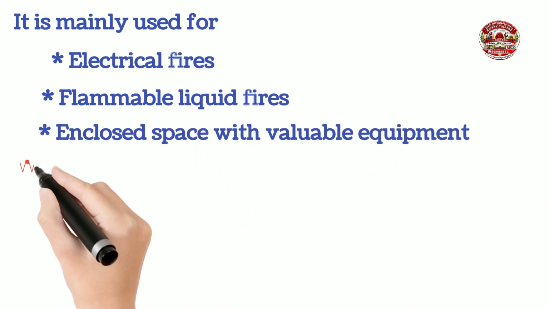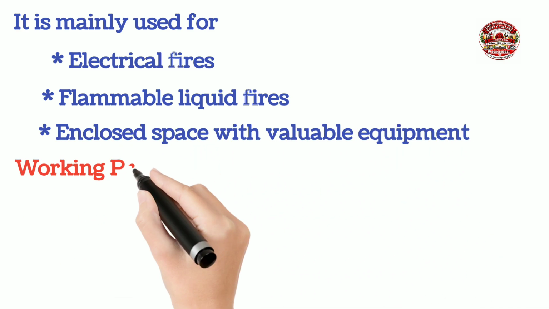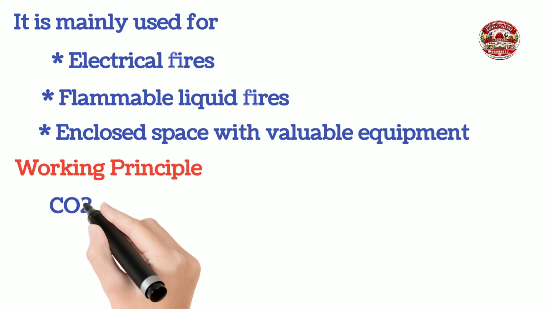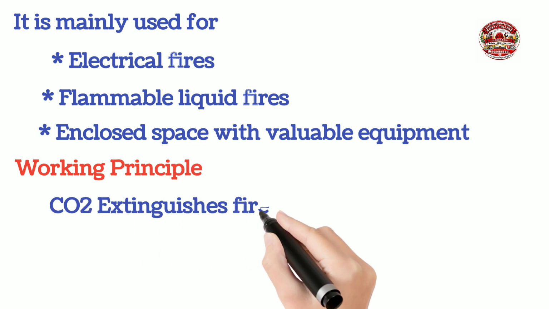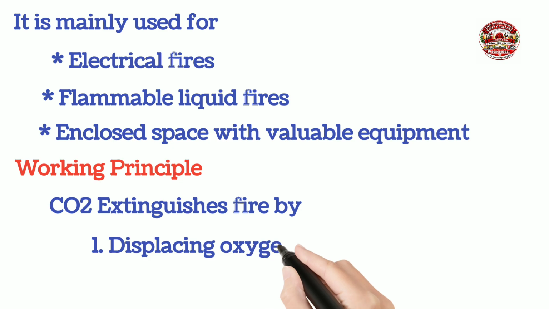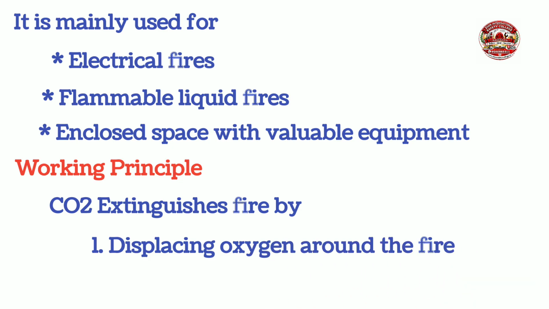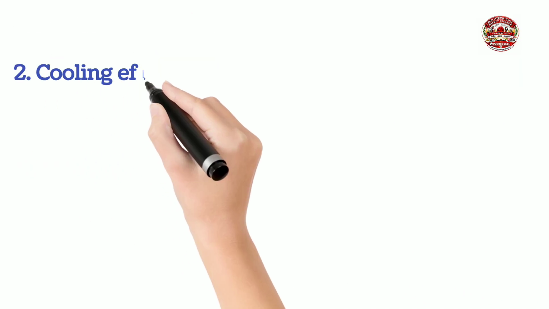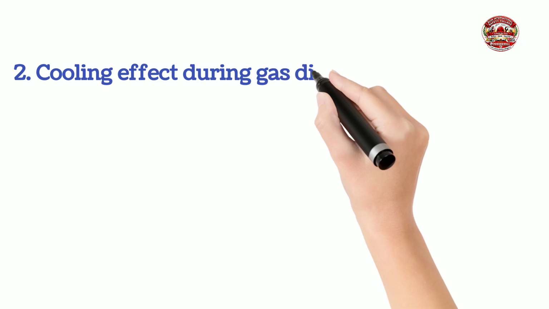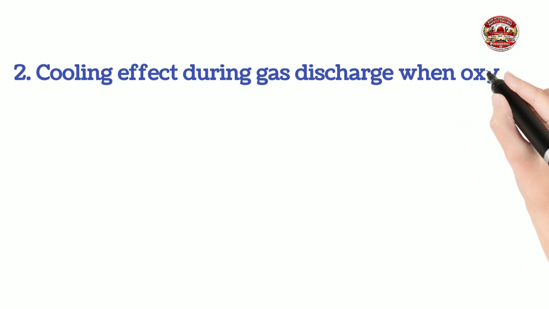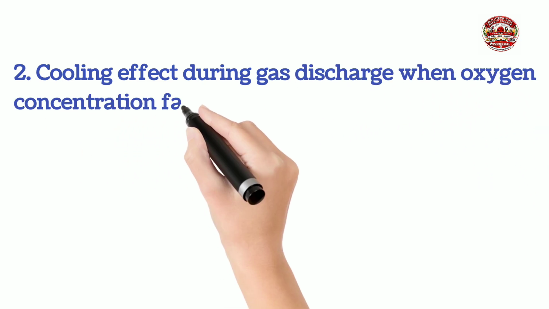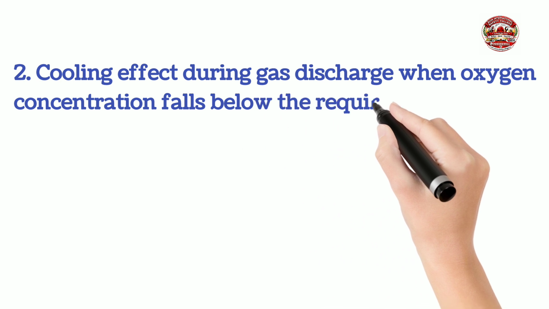Working principle. CO2 extinguishes fire by: 1. Displacing oxygen around the fire. 2. Cooling effect during gas discharge. When oxygen concentration falls below the required level, combustion stops.